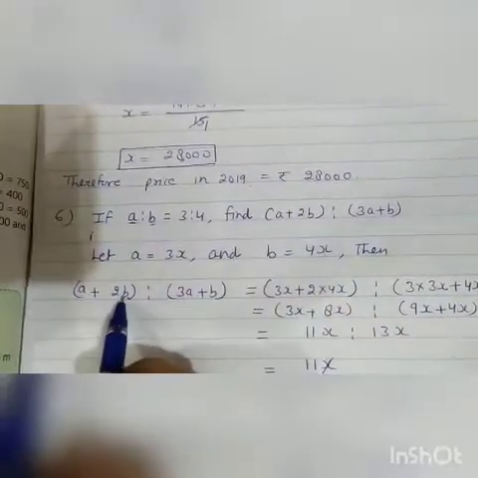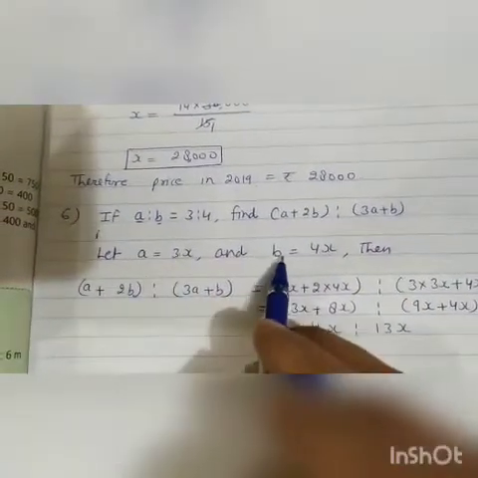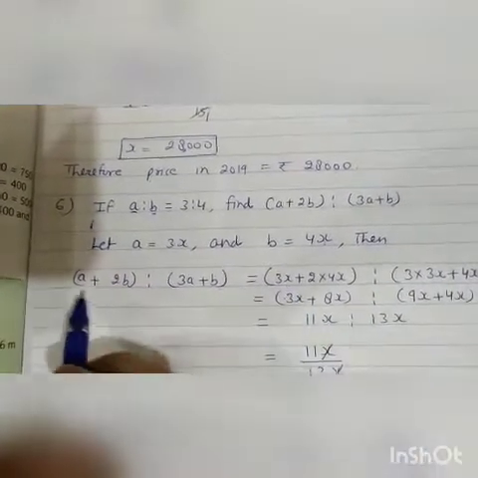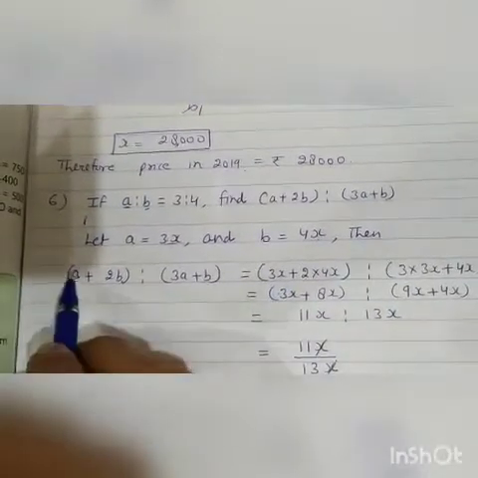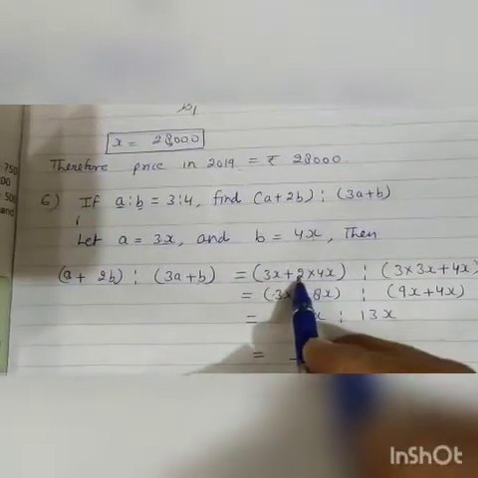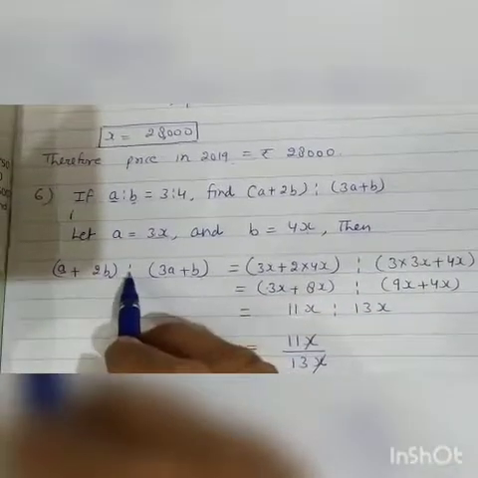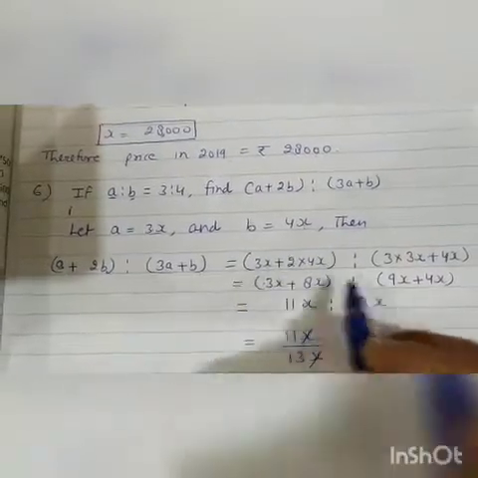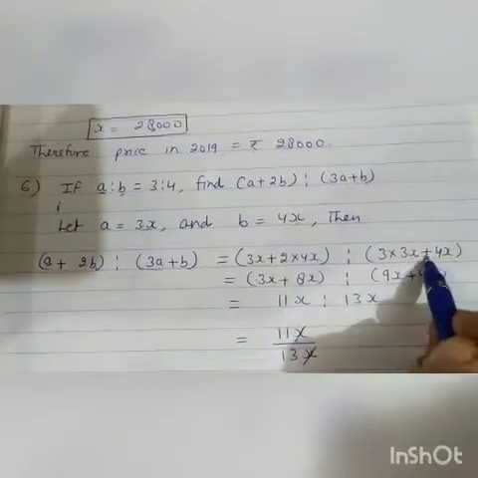Then A plus 2B ratio 3A plus B. Put the values of A and B here. What is the value of A? A is equal to 3x, so we will write 3x in place of A. Then plus 2B. 2B means 2 multiplied by B, which is 2 multiplied by 4x. Then 3A means 3 multiplied by A, which is 3 multiplied by 3x. Plus B means plus 4x.